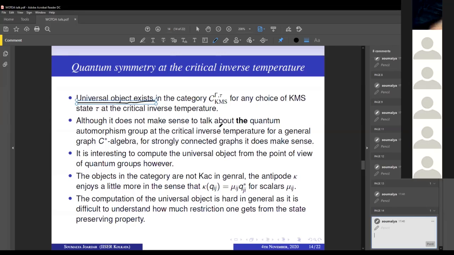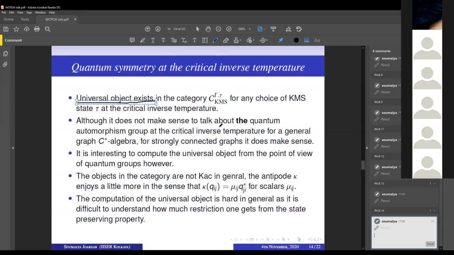Again, as I mentioned, it doesn't really make sense to talk about the quantum automorphism group, because the choice of KMS state is far from unique. So it depends on the choice of KMS state. But for a strongly connected graph, however, it makes sense to talk about the quantum automorphism group. And nonetheless, one can compute the universal object in the category from the quantum group perspective, at least if you can have some more information about quantum groups.